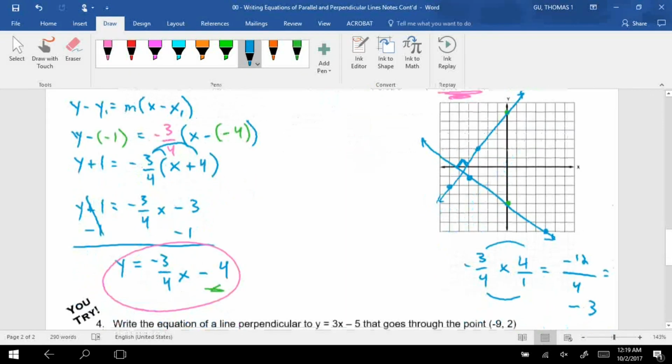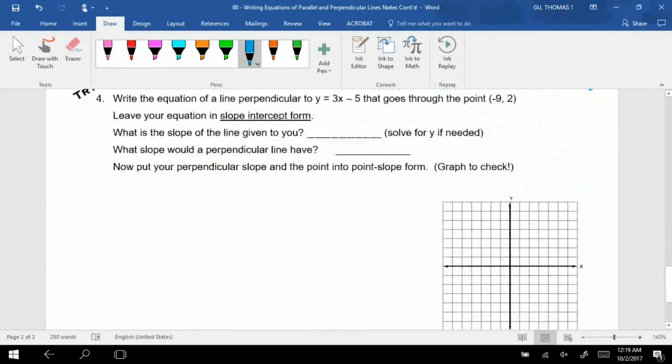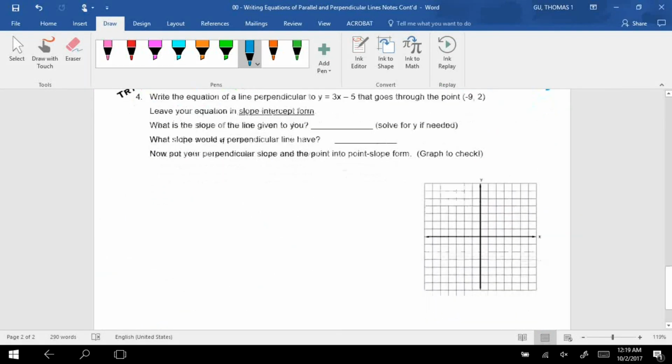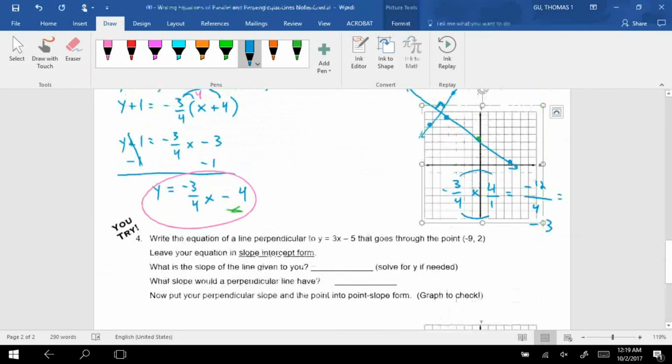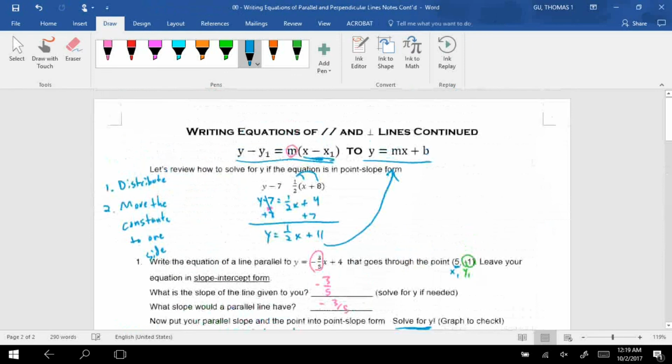And there it is. Finally, we're going to have one you try down here, one more. So try that on your own. We're going to check it in class, and that concludes our writing equations of parallel and perpendicular lines continued notes.